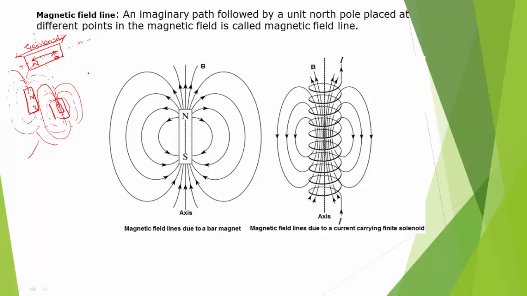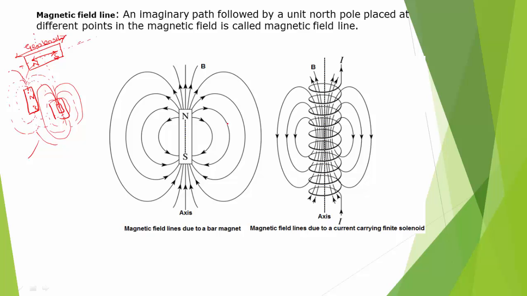What is magnetic field lines? Magnetic field lines are the imaginary path followed by a unit north pole placed at different points in the magnetic field.